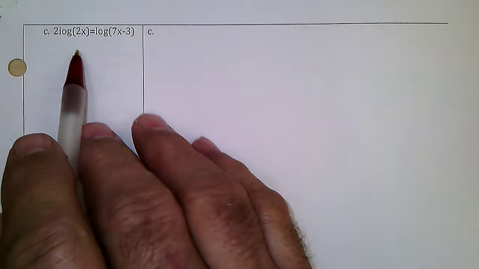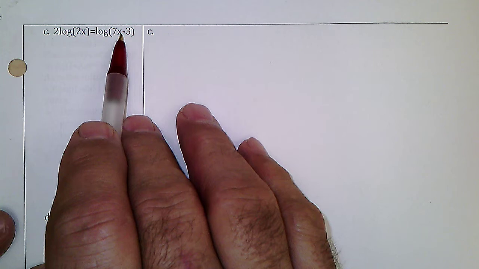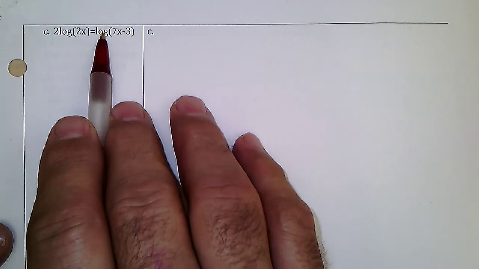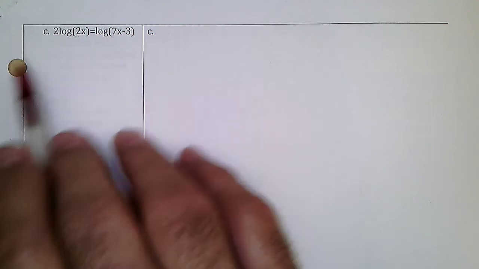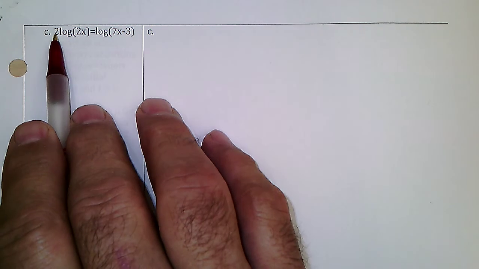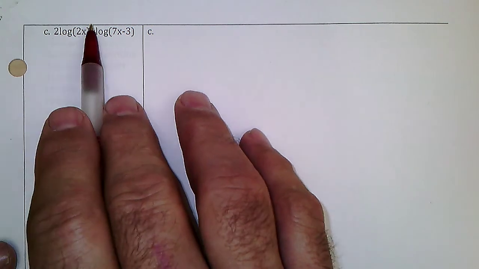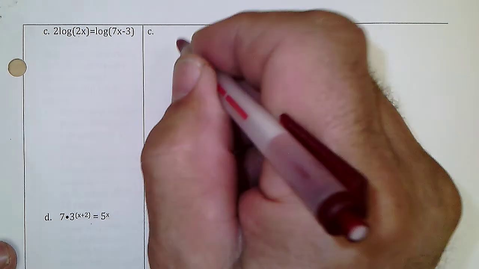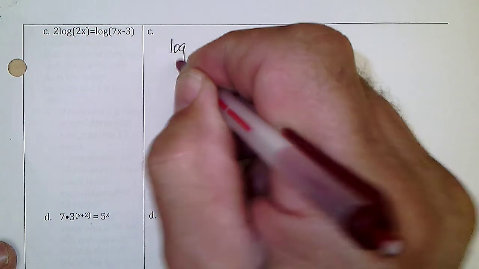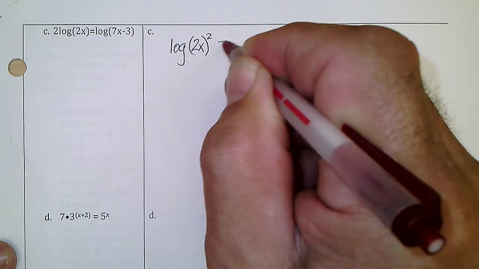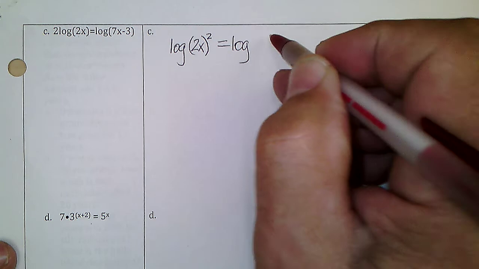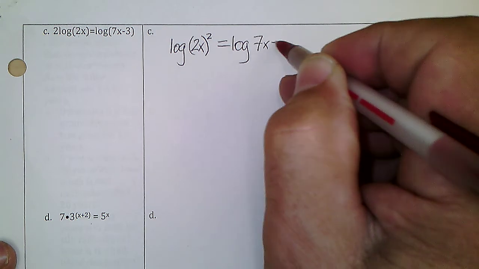Of the 153 Chapter 5 sample test. All right, we have this. And so now if it was log and not a 2 in front of here, we could just set the arguments equal. So we have to know what to do with this 2, and the 2 goes up as a power. So we get log of (2x) squared equals log of 7x minus 3.